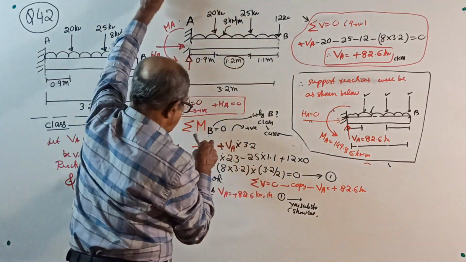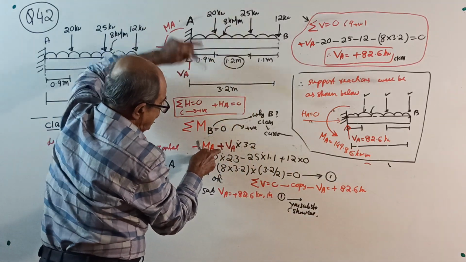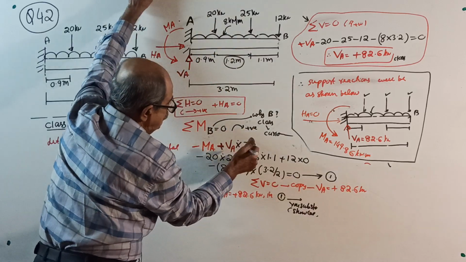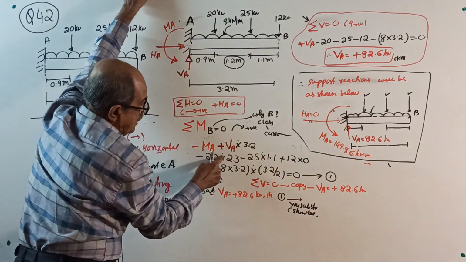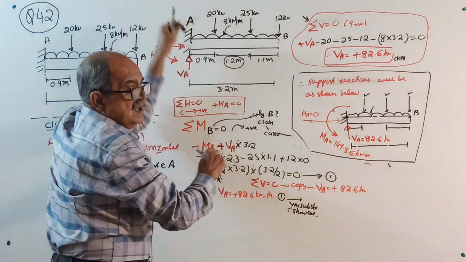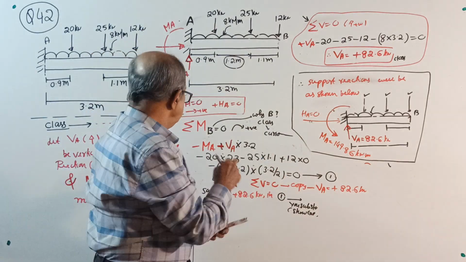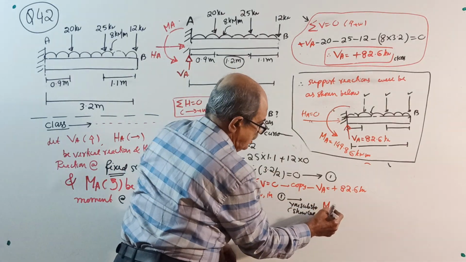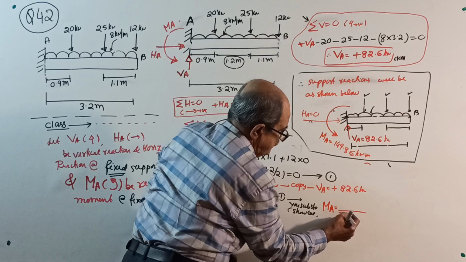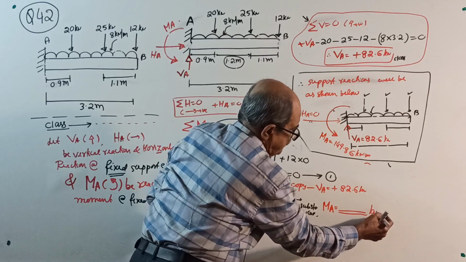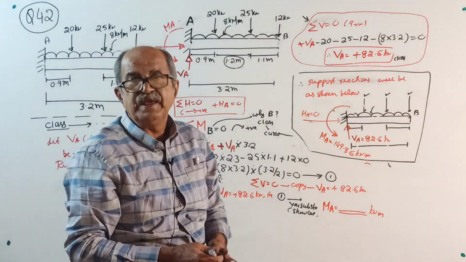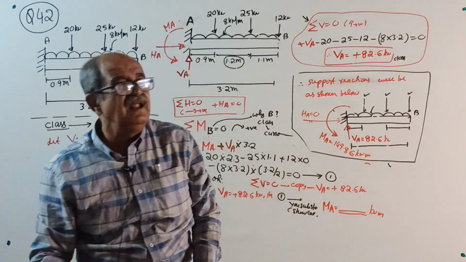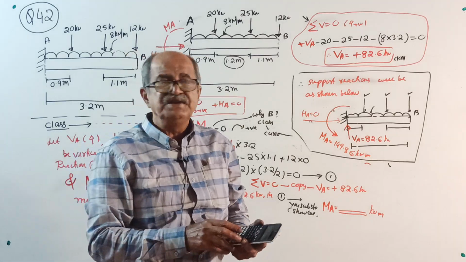I will tell you. See, minus MA plus 82.6 into 3.2 minus all this rate equal to 0. Simplify it. MA has a negative sign here, take it to the other side. You will get MA equal to some kilonewton meter. I need not calculate. I have confidence. If some other answer comes, there is no meaning for structural engineering now.